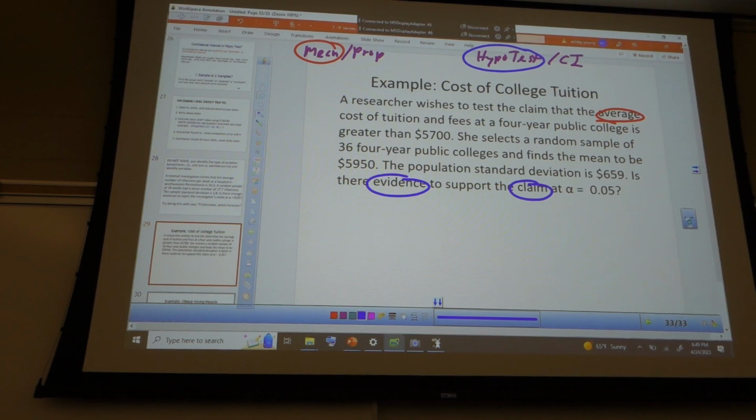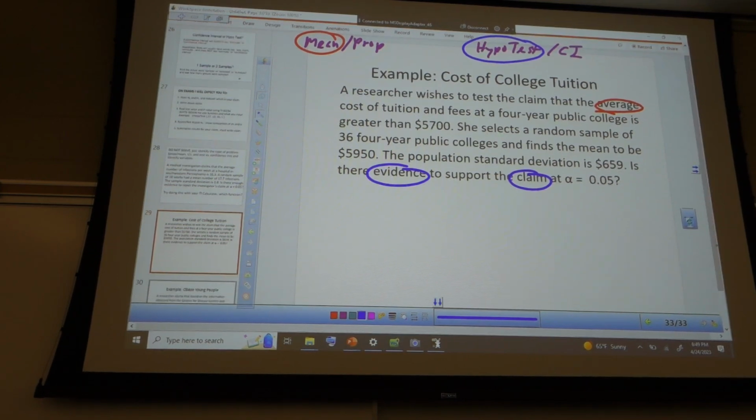How many samples are there? There's one sample. So what are we going to use for our t-test? Which means we also have to figure out what our claim is. Everyone find the claim. 5,700. Is it p or mu? It's mu. Mu is what? Greater than 5,700. Greater than, yep.